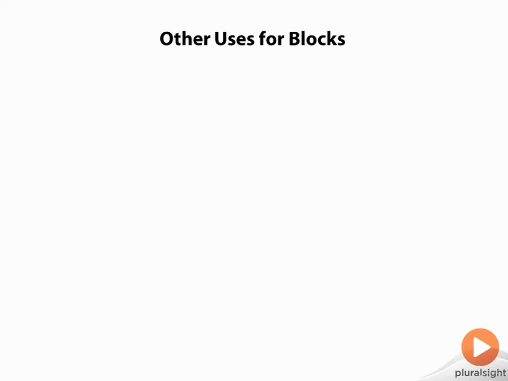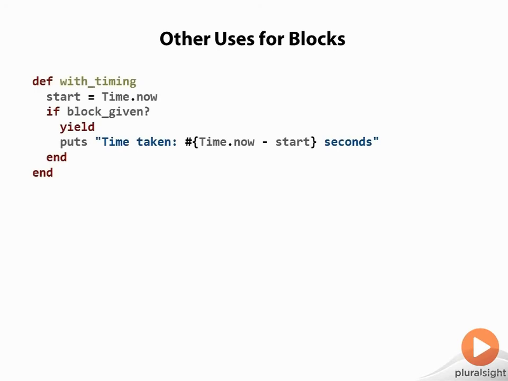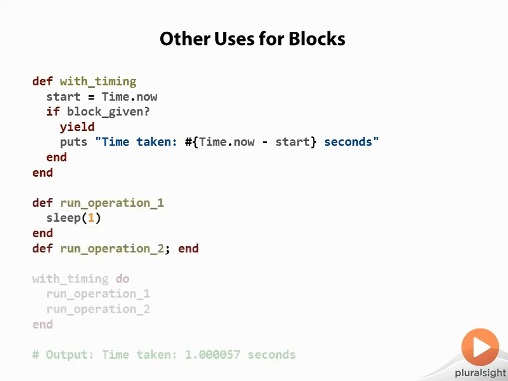As an example, a common Ruby idiom is execute around. If you want to be able to time the execution of some pieces of code, for example, you could do it like this. This method records the start time, then executes the block, and then calculates the time it took to execute the block. I can then define a couple of operations, and then I can run them in a block passed to the withTiming method.